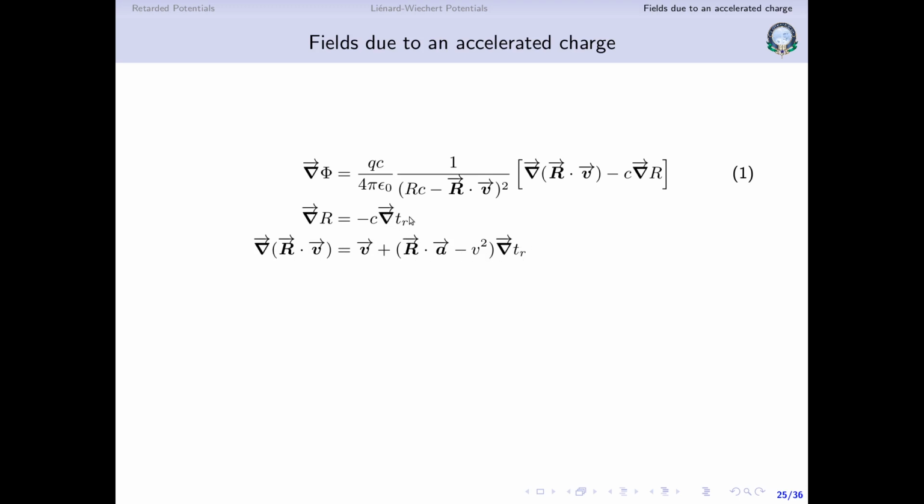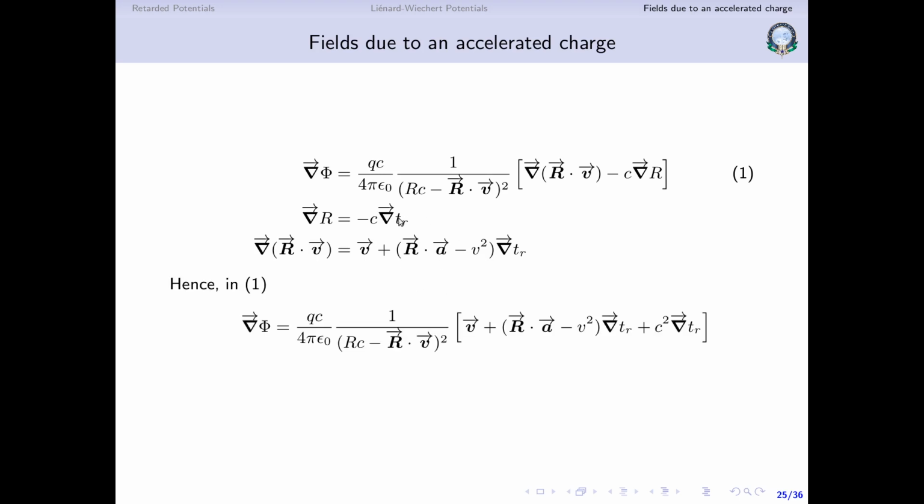We did not proceed further to find out what this gradient of TR is because, like I said, this term is also going to give us gradient TR terms. So we will just collect all the gradient TR terms and then we'll proceed to find out. So now we'll find out what this gradient of TR is.